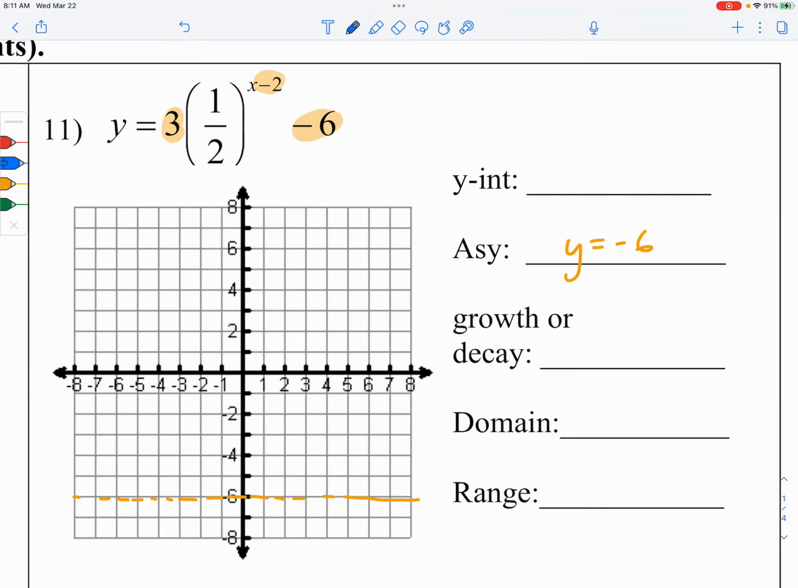The problem with -1 or -2 is that, say -1, if you actually put a -1 right here for x, you get a power of -3. What's 1/2 to the -3 power? 8. 8 times 3 is 24. 24 minus 6 would be 18. So if you put -1 for the x value, it will be way off the chart. That will be something difficult to work with for plotting. So for this one, we will still stick with 0, 1, and 2.